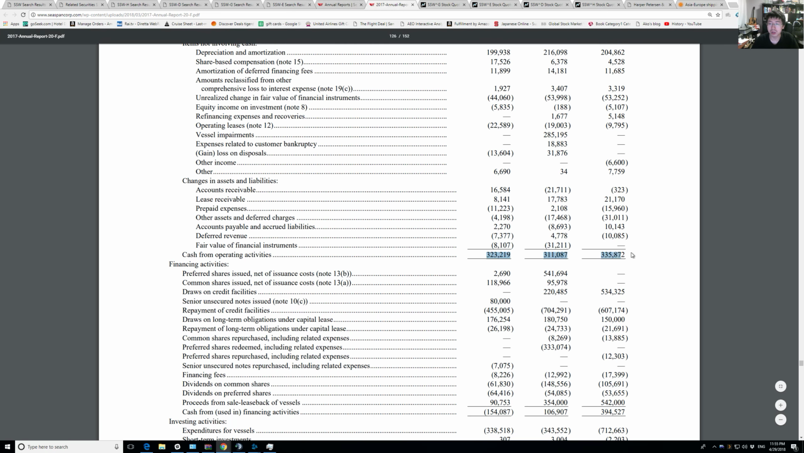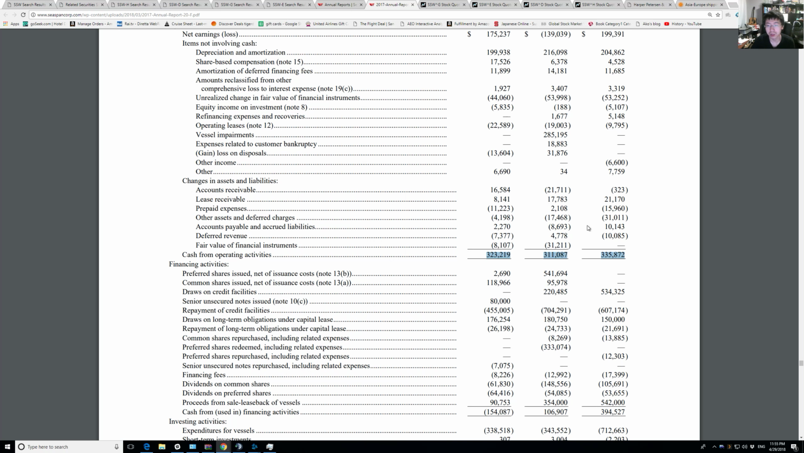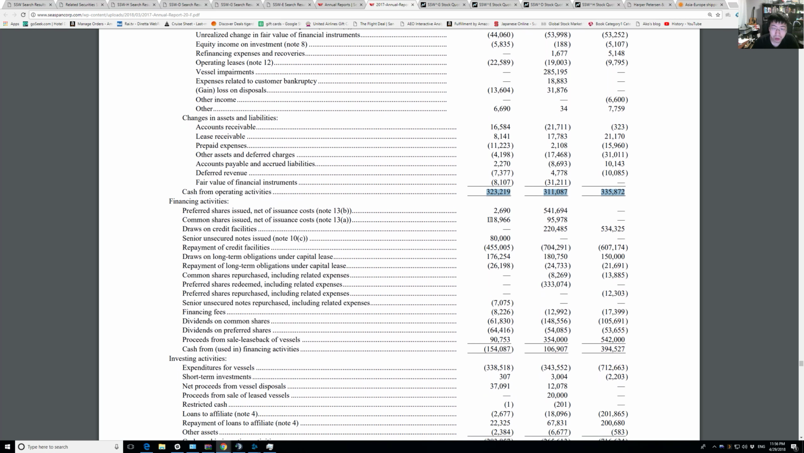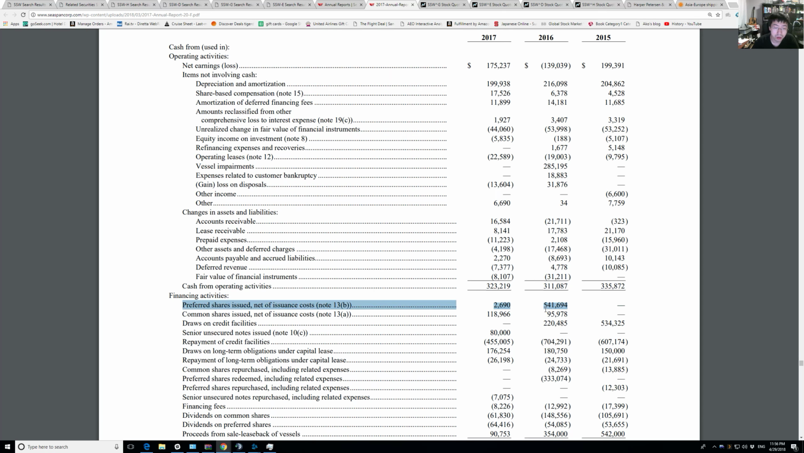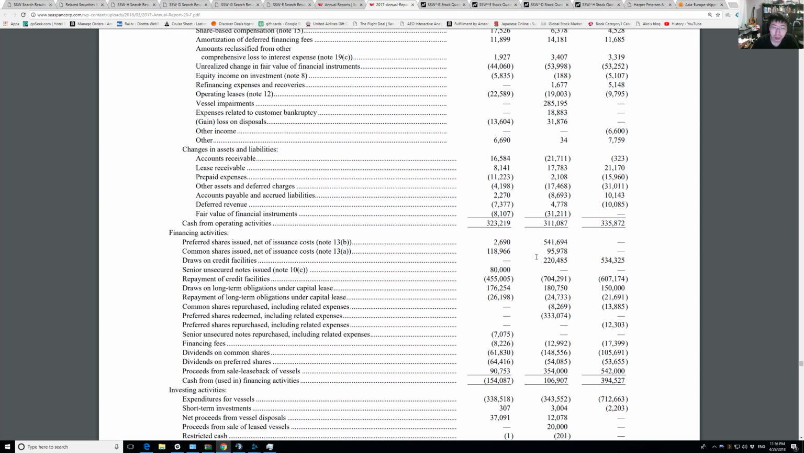And also, because we're talking about preferred shares, I don't really care about how much the common shareholder gets, so long as there's anything left for them, I'm okay. Then you look at the financing activities. They issue some preferred shares, in fact, a lot in 2016. And then they issued a bunch of common shares. So they got a dilution.